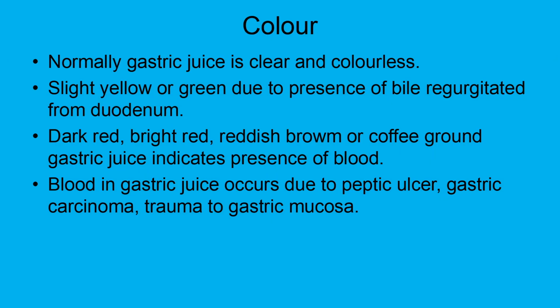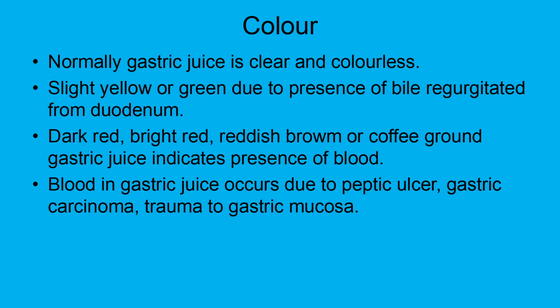Okay, color. So in the physical examination first, we have to check the color of the gastric juice. Normally the gastric juice will be clear and colorless. It may be slight yellow or green due to the presence of bile regurgitated from the duodenum. A dark red, bright red, reddish brown or coffee ground gastric juice indicates the presence of blood.